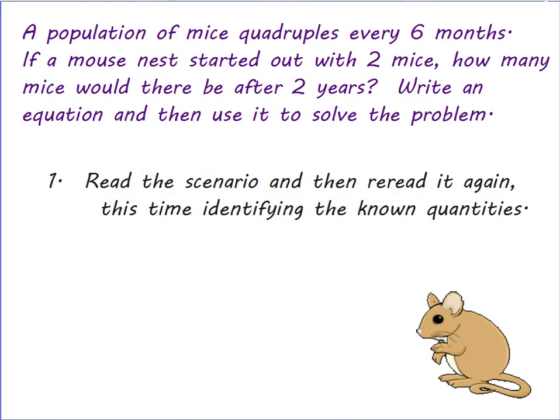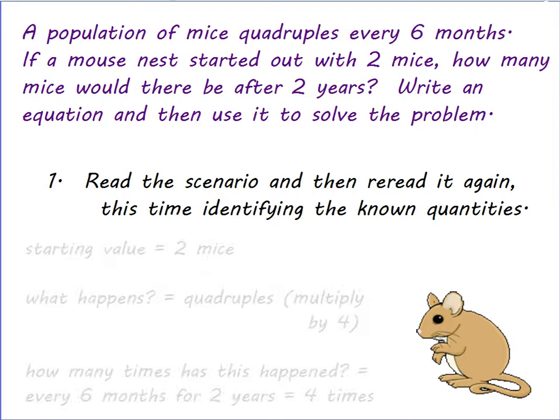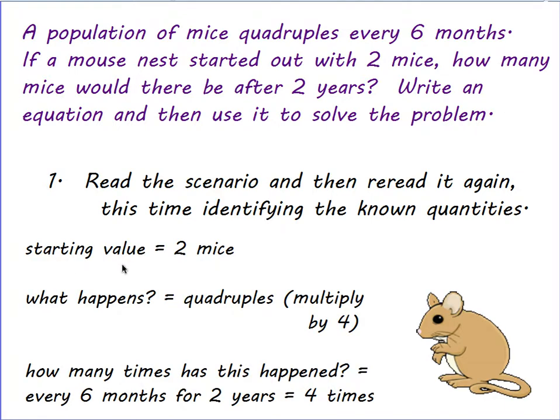The very first thing you need to do is read through the scenario carefully. I'd recommend reading it twice and identify your known quantities. In this case, we have a starting value of only 2 mice. What's happening to those mice is they're quadrupling, or being multiplied by 4. And the time, or how many times this has happened, every 6 months for 2 years, means that this population has quadrupled 4 different times.